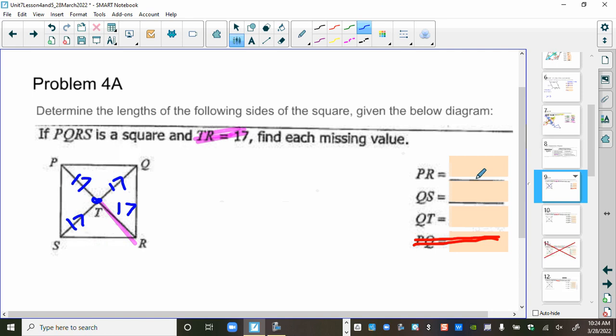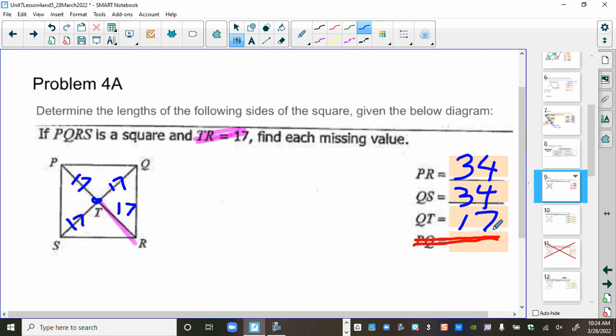But Catherine, you said something was 34. 34 is PR. PR and QS are both going to be 34. She's right. Both of them are going to be 34. And then, of course, QT is going to be how much? 17.